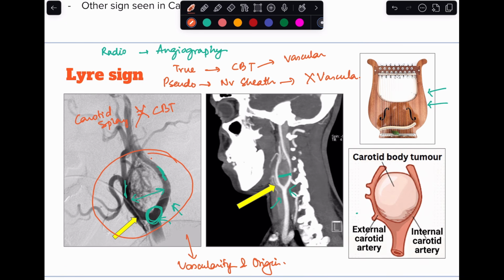So this is about the two signs that we see in carotid body tumor. I hope you have easily understood it.